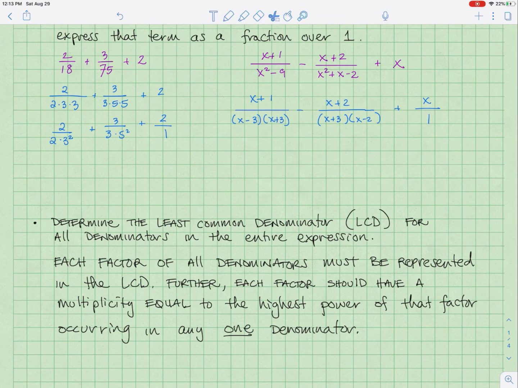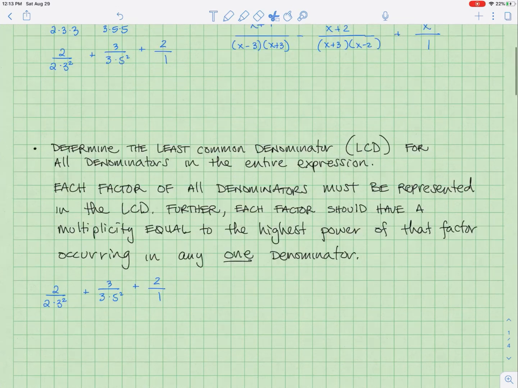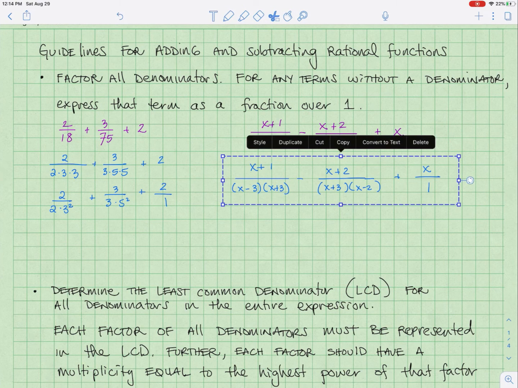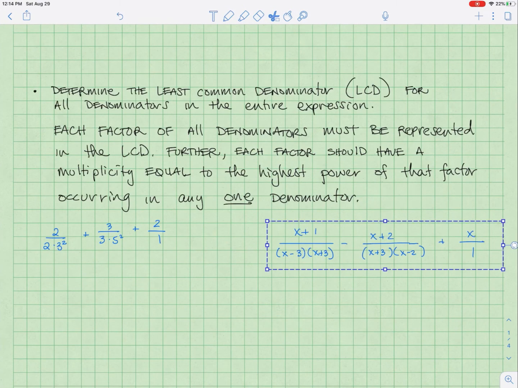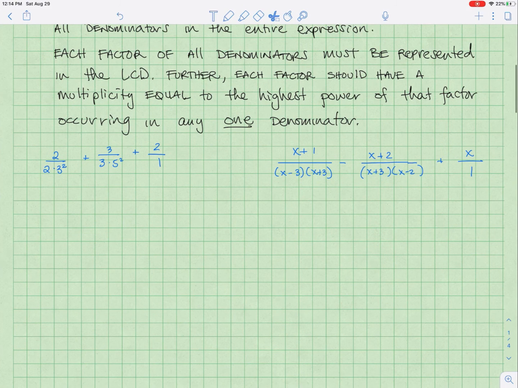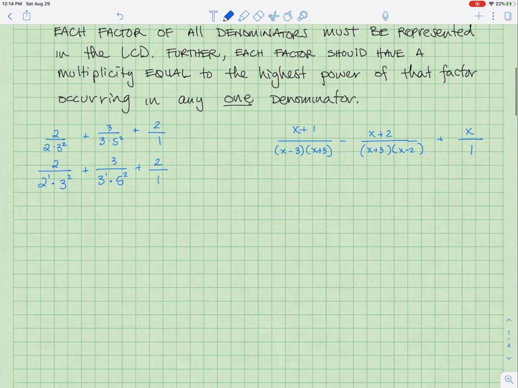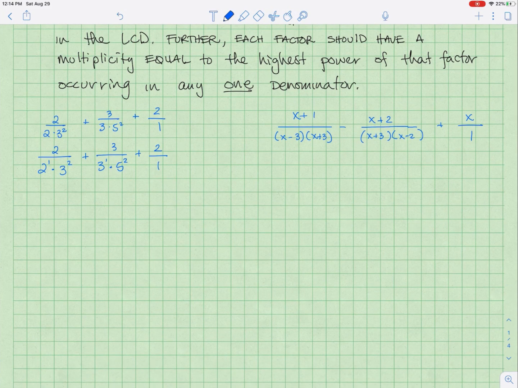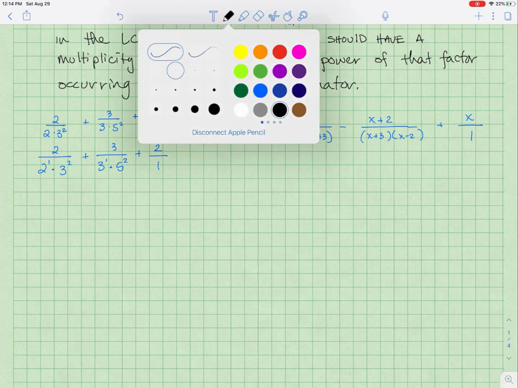So let's grab these expressions here. We'll grab this one, bring it on down, and we'll grab this one, and we'll bring it on down over here. So what we have here is, if we rewrite this, 2 over 2 to the first power times 3 squared plus 3 over 3 to the first power times 5 squared plus 2 over, well, just 1. So when we get the LCD, let's talk about what that LCD is going to be.